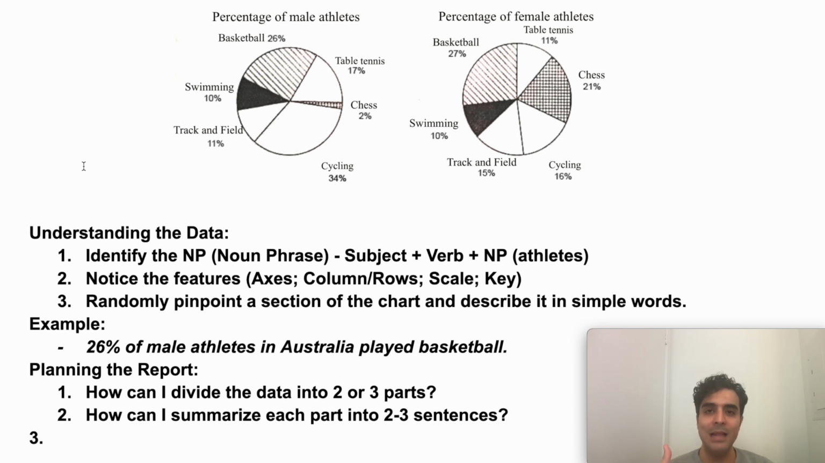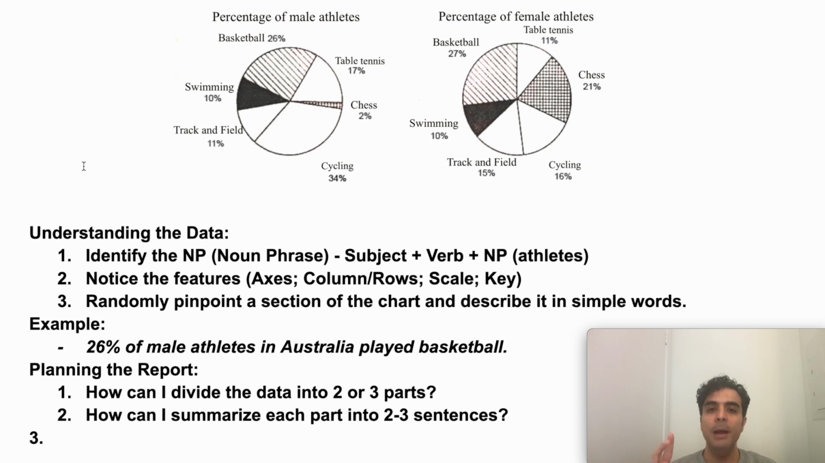I would write one sentence that focuses on the highest percentage and the second highest percentage. That is, cycling and basketball formed the number 1 and number 2 sports among male athletes. And I'm going to mention the numbers, right? So 34% followed by basketball, which was 26%. Note that I've only written one sentence so far, right? But this one sentence represents 2 numbers, basketball and cycling, cycling and basketball, which happen to be the first and the second ranking sports among male athletes.